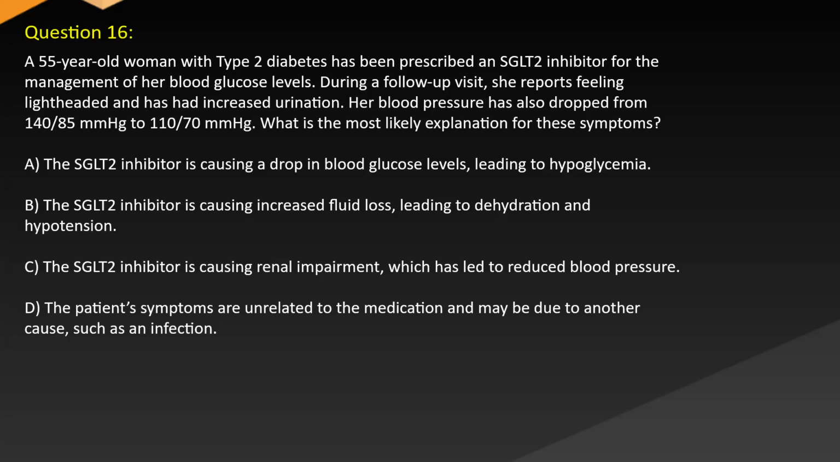A. The SGLT inhibitor is causing a drop in blood glucose levels, leading to hypoglycemia. B. The SGLT inhibitor is causing increased fluid loss, leading to dehydration and hypotension. C. The SGLT inhibitor is causing renal impairment, which has led to reduced blood pressure. D. The patient's symptoms are unrelated to the medication and may be due to another cause, such as an infection.